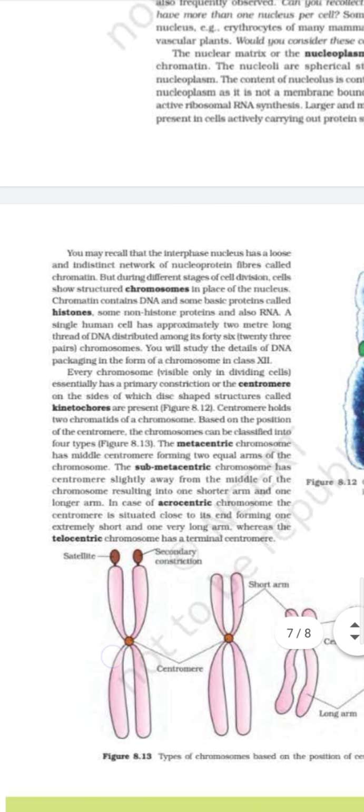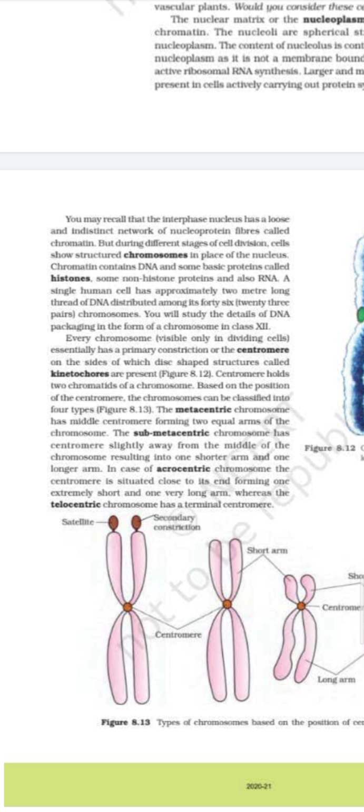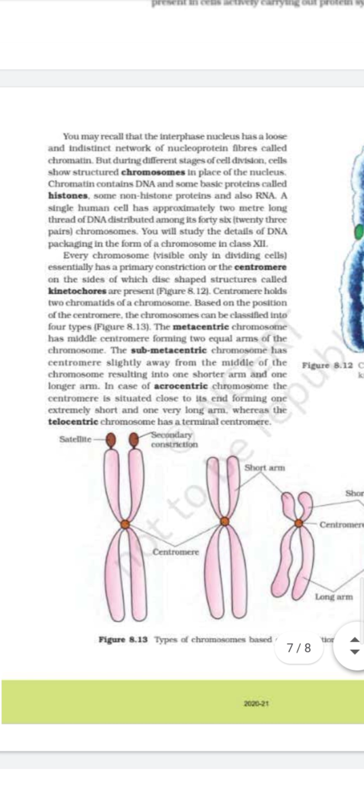Next, you may recall that the interphase nucleus has a loose and indistinct network of nucleoprotein fibers called chromatin. But during different stages of cell division, cells show structured chromosomes in place of the nucleus. Now what does chromatin contain? It contains DNA, some basic proteins called histones, some non-histone proteins and also RNA. A single human cell has approximately a 2-meter long thread of DNA.